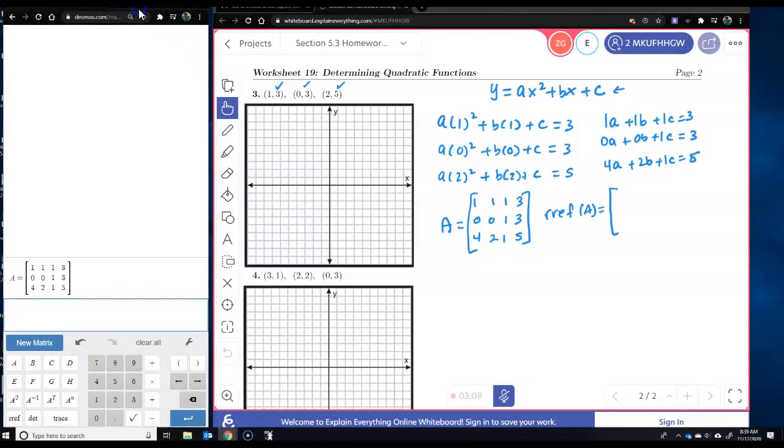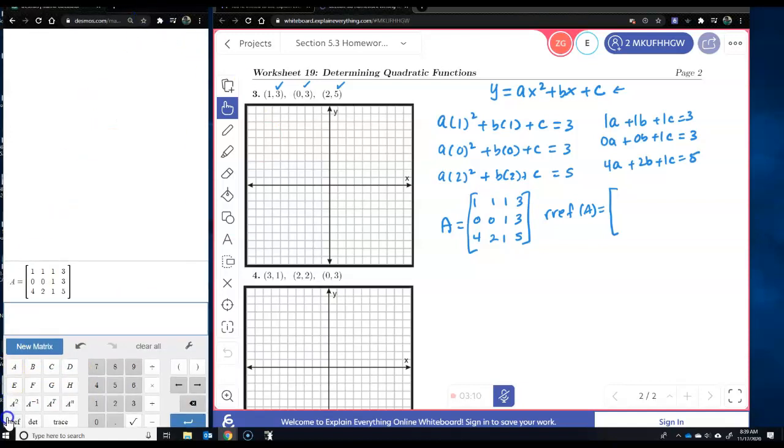And then we're going to go ahead and write RREF of A. And so we get this as a solution. We have 1, 0, 0. So we're saying that A is going to be 1. We're saying that B is going to be negative 1. And we're saying that C is going to be 3.